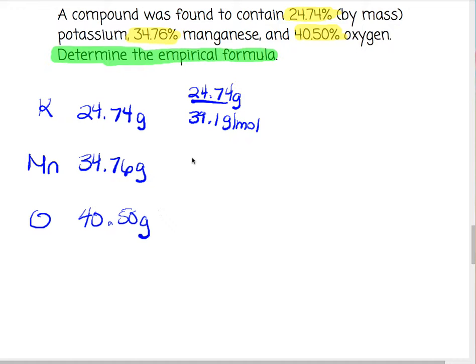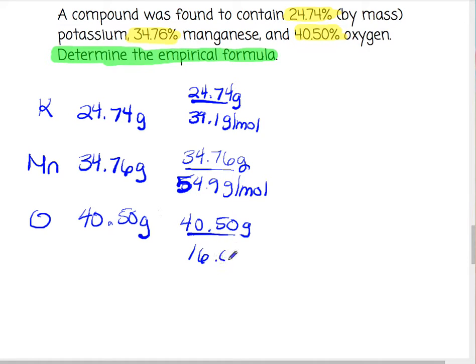I'm doing the same thing for manganese. 34.76 divided by what the atomic mass of manganese is in molar mass. So we're going to look up manganese, and we're going to find that it's 54.9 grams per mole. And then finally we have oxygen. We're going to do the same thing. Keep your units on there. 40.50 grams divided by oxygen's molar mass, which is 16 grams per mole.